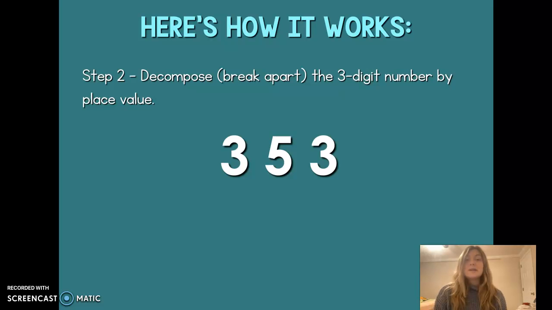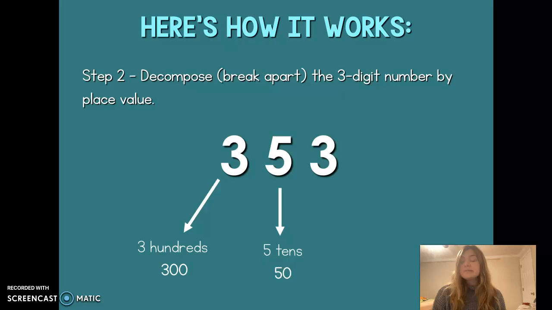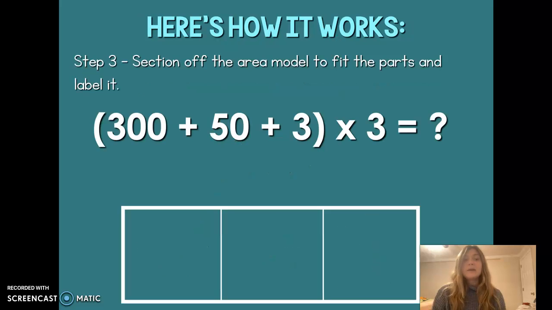Step 2 is to decompose or break apart our 3-digit number by place value. So as you can see, we have 3 hundreds, which is the same as the number 300, 5 tens, or 50, 3 ones, or 3. Step 3 is to section off my area model to fit the parts and label it. So what I'm going to do is I'm going to take my 300, my 50, and my 3 and put them at the top here. Just like so, 300, 50, and 3. Last, I need to make sure that this 3 ends up over here.